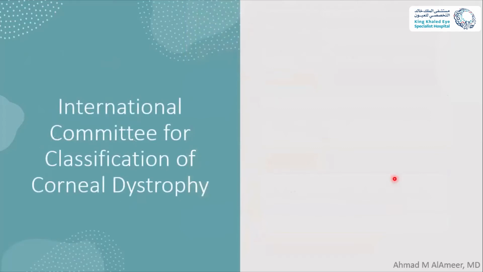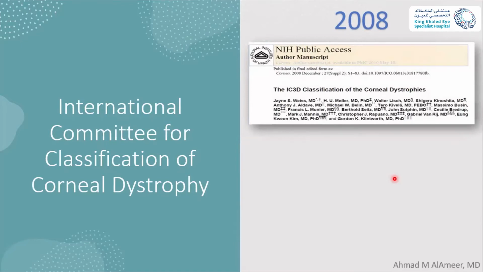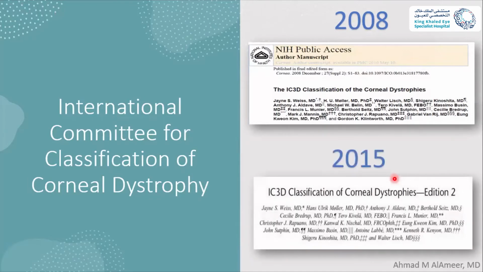During the World Cornea Congress in 2005, it was clear that the classification system for corneal dystrophy was inaccurate and outdated. Many names have been published in the literature, but this was a little bit confusing. So in 2008, the first edition of the International Committee for Classification of Corneal Dystrophies was published, followed by the second edition in 2015. And this is the main reference of our slides today, and some pictures are taken from this paper.